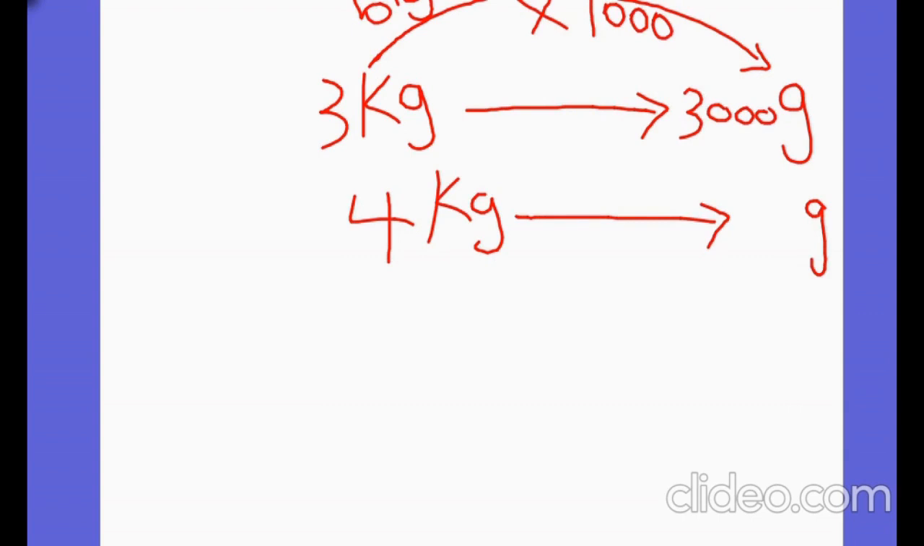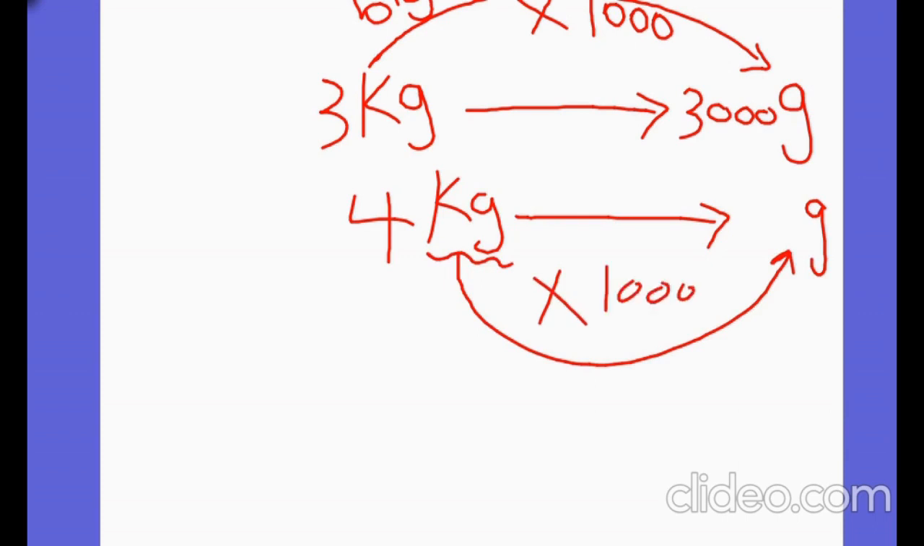Again, another one: 4 kilograms, and I want to make it grams. What will I do? I will see if it is the big unit, I will multiply by 1,000. So, the answer will be 4,000 grams.